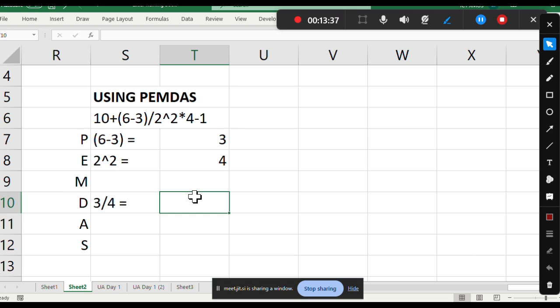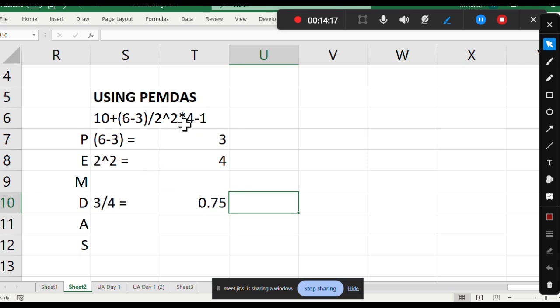3 divided by 4 is equal to 3.75. So the whole of this now, from the bracket, 6 minus 6 divided by 2 raised to power 2, is equal to 0.75.